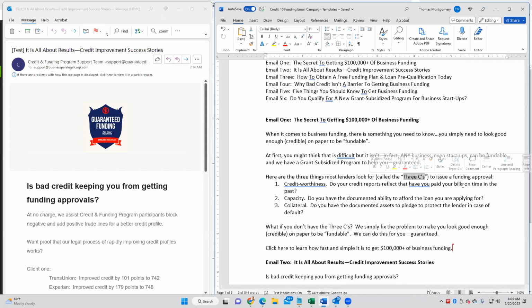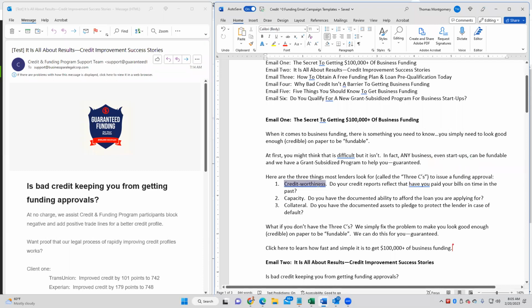The analogy I use is the toddler shaking his hands and holding his breath and turning red and just saying, I want funding, I want funding, I want funding. Well, you have to qualify for funding, of course. That's what you and I do, is help people qualify for funding. So what are the 3 C's?